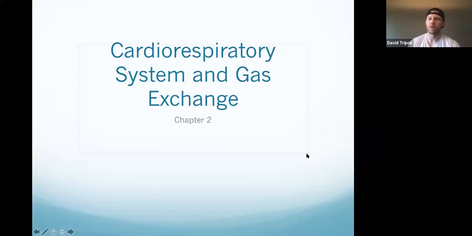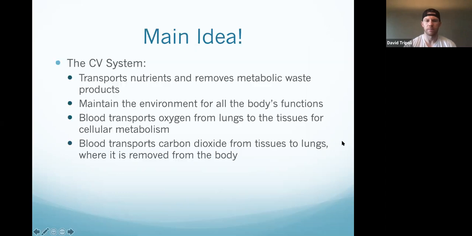So again, chapter 2, just a brief introduction into the cardiorespiratory system, a little bit of gas exchange, just for you to understand what's going on at the micro level, which affects the macro level, which is our results and things like that we're trying to get to as personal trainers or coaches.